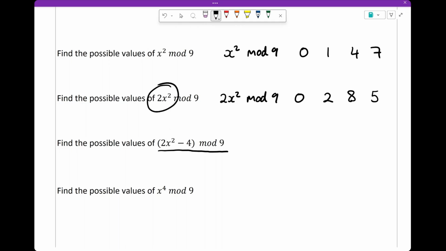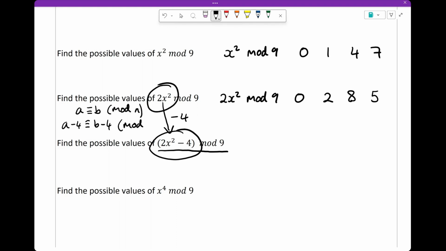Now we've got 2x squared subtract 4, so essentially we have to go to the previous question and just subtract 4. Because one of our rules of congruence relations is that if we have A is congruent to B mod n, then we can subtract or add the same number from both sides and the statement's still true. So we could do A subtract 4 is congruent to B subtract 4 mod n.